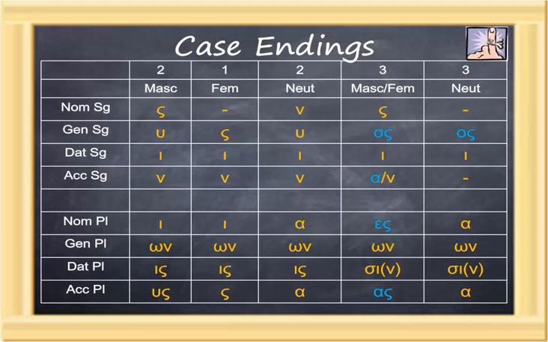omega nu for the genitive plural, very familiar by now, sigma iota for the dative plural, just the opposite of what was the case in the first and second declensions, and then the accusative plural, alpha sigma and alpha.